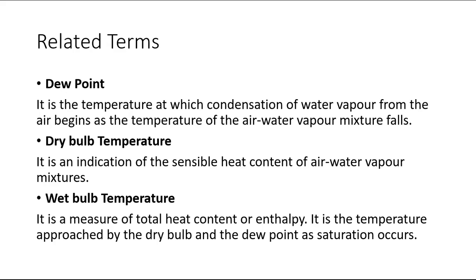Next is the wet bulb temperature. It is the measure of total heat content, or it is the temperature approached by the dry bulb and dew point as saturation occurs. We can say that the wet bulb temperature is the adiabatic saturation temperature, which is measured by a thermometer with the bulb wrapped in wet muslin. Wet bulb temperature is lower than the dry bulb temperature in the air.